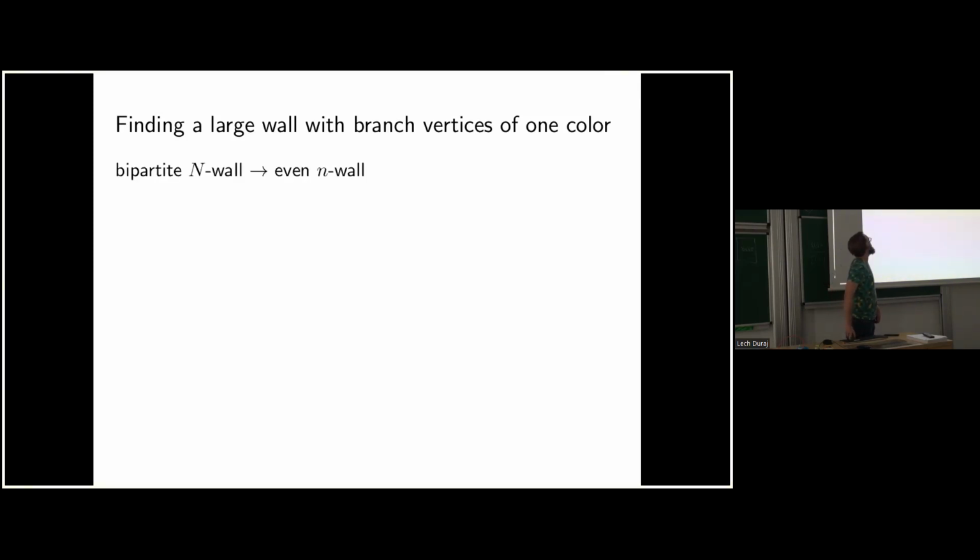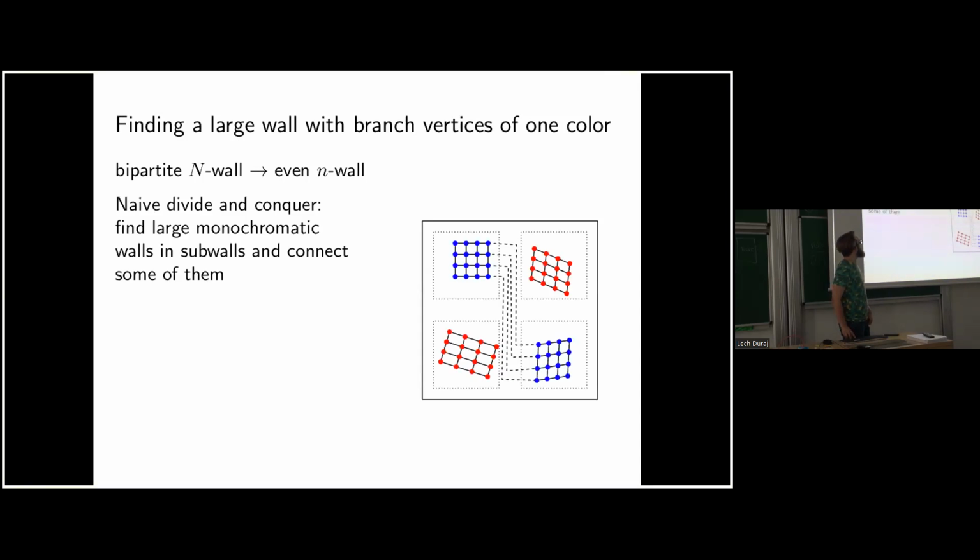So right here we are dealing with the case where we are going from a bipartite n wall to an even n wall. We will try to use a divide and conquer approach. We will have a recursive procedure where we split our wall into smaller parts, do something inside, and then combine results to get something bigger. The most naive approach would be to just split the wall into 4 parts, and in each of them recursively find a large monochromatic wall. And this works, right? We can do it this way: from each part we get a red or blue monochromatic wall, and then combine two of them which have the same color.